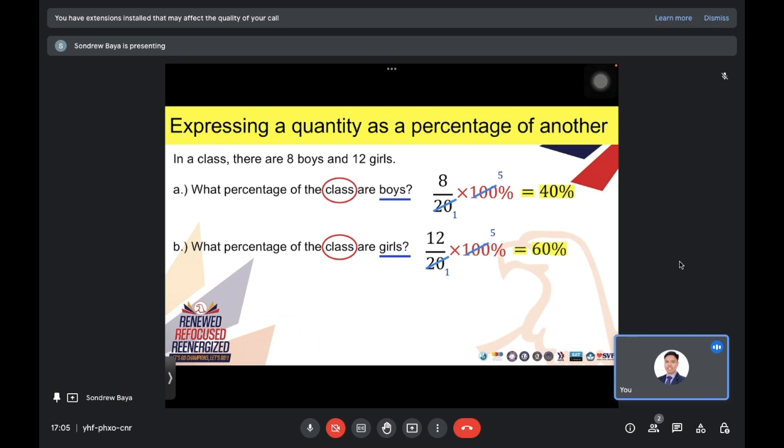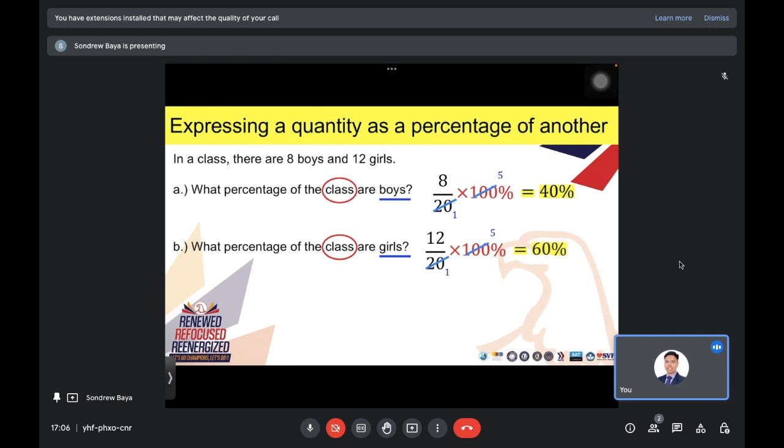But if the second question is given, and you know already the first question, you could already find it without doing this process. You can just subtract 40 from 100, since both boys and girls compose the entire class, which is 100%. That is if you know the answer to the previous question. But if B is another question, then this is the process that you're going to do.